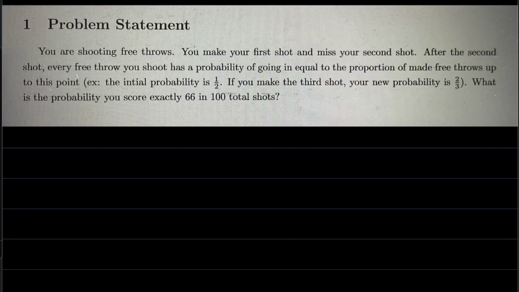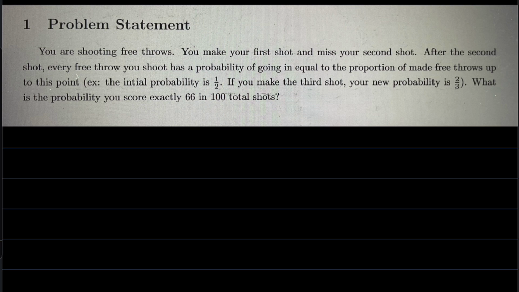Hello everyone, welcome back. We are going to start off with a probability question on basketball. Imagine you are shooting free throws and you make your first shot and miss your second one. After the second shot, every free throw you shoot has a probability of going in equal to the proportion of made free throws up to this point.